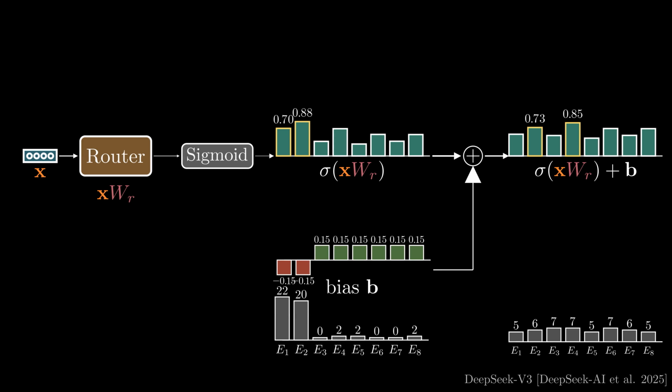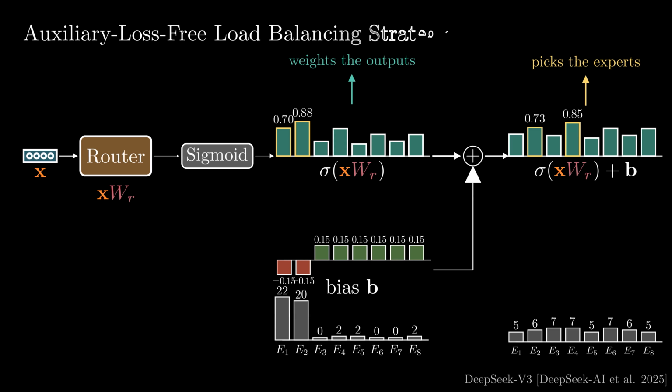Note that the bias adjustment was only used for determining top K routing. It changed which experts win the top 2, not the scores themselves. The final output still uses the original sigmoid scores as weights for combining expert outputs. This is the auxiliary loss-free load balancing strategy.